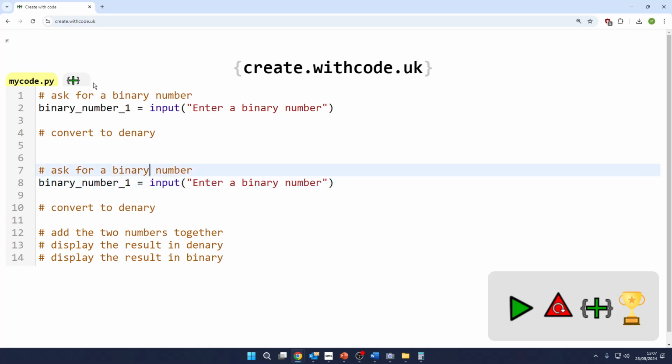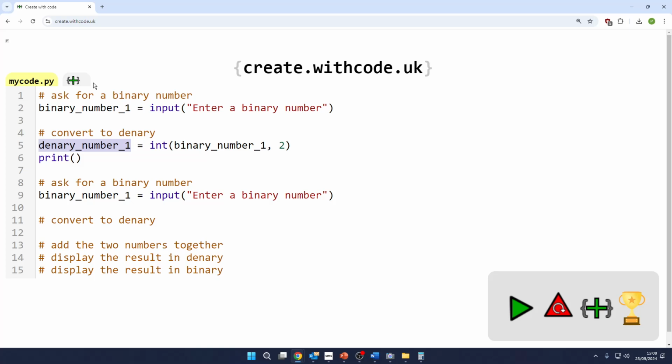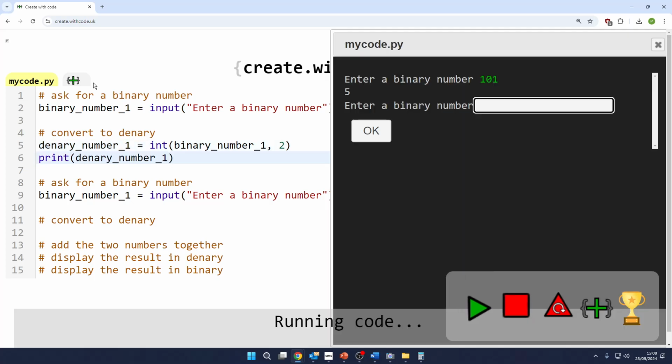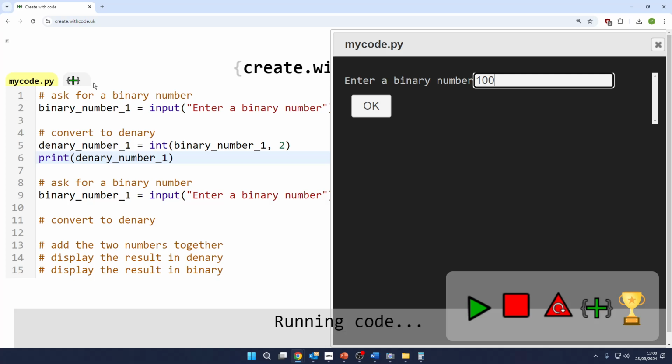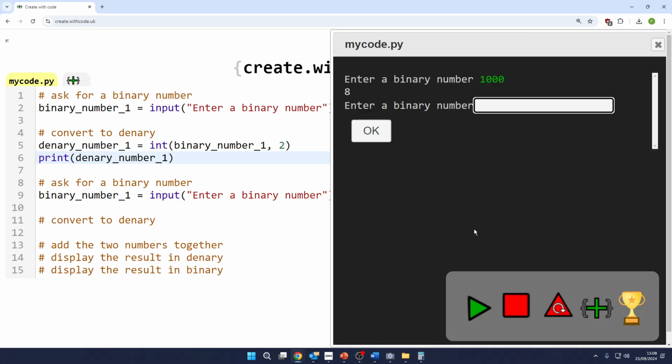Nice. We need to convert that number to denary, so let's call it denary number 1 is equal to... Now, how are we going to do this? First of all, we have to convert it from a string to a... can we go straight to the denary value? Will that work? Don't know. We'll see. If we convert that to an integer, base 2, let's check and see if this works. So print, let's display that and see if it works. Let's put 101. Great, it's converted to 5. How about 1000? We're hoping that would be not 1, not 2, not 4, but it should be 8. That's quite exciting. It works.